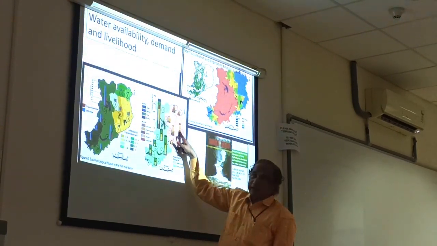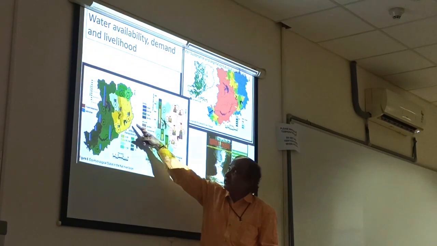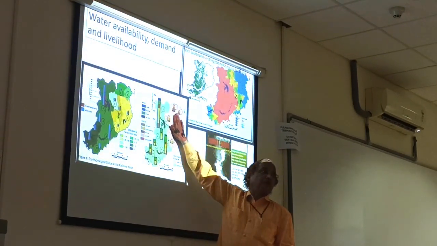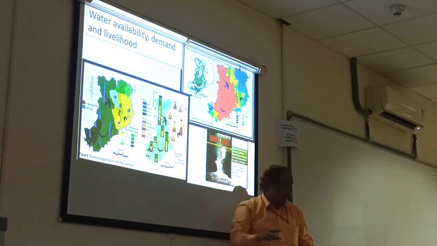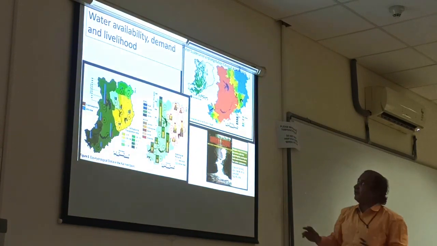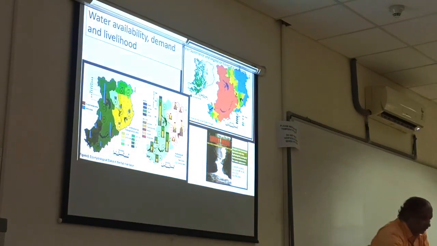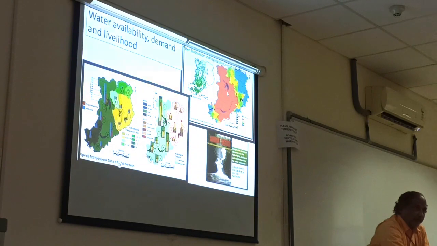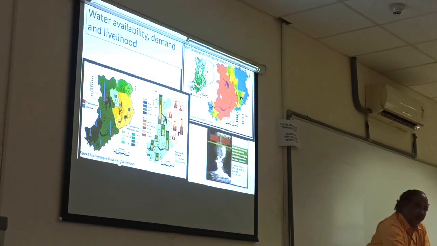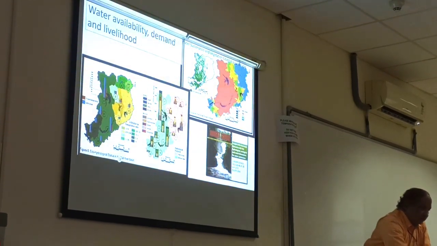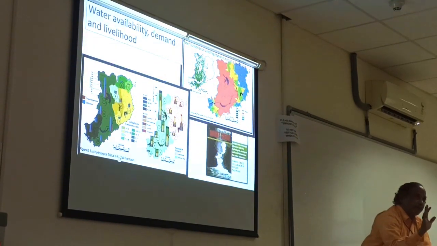Whereas here, demand is there, but because there is not much infiltration, there is a scarcity of water. Now, if you want to understand how it gets reflected in the livelihood of the people, see the farmers in this region, they earn 1,54,000 rupees per acre per year. While the farmers in this region, they earn 32,000 rupees per acre per year.